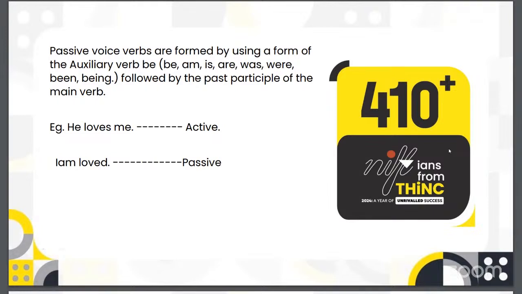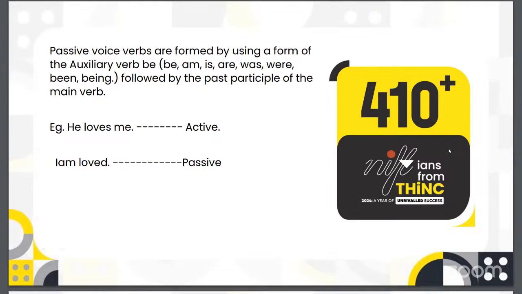Now, what is the function of that auxiliary verb? The function of that auxiliary verb is to give the tense, that is, it is present tense. So the tense is given by the auxiliary verb, that is, it supports the main verb to give the tense of the sentence. Another example I have given you is, he loves me. He is the subject, loves is the main verb, and me is the object.